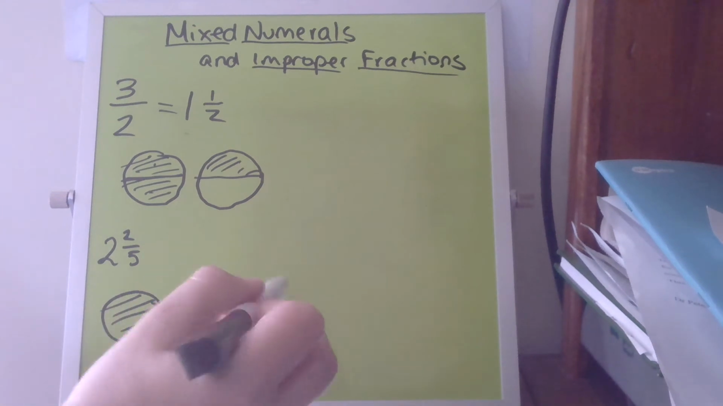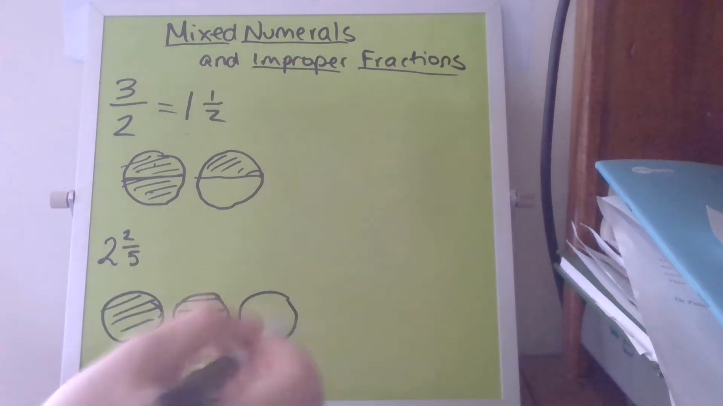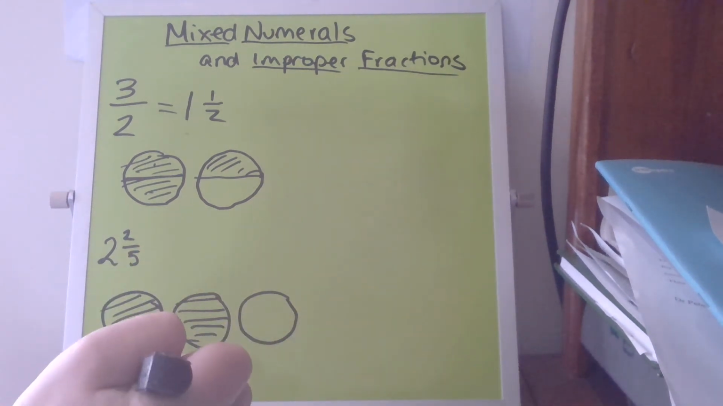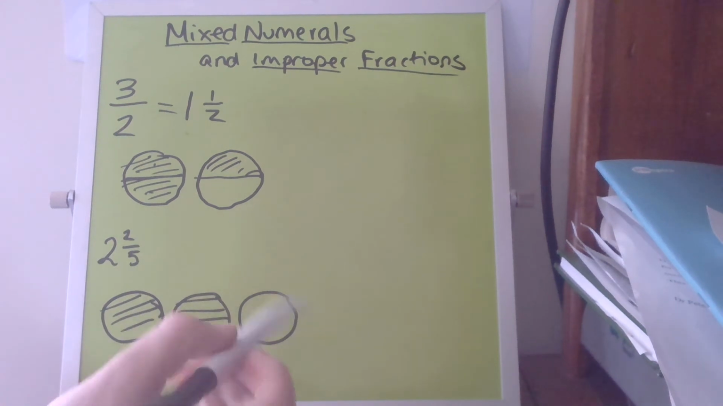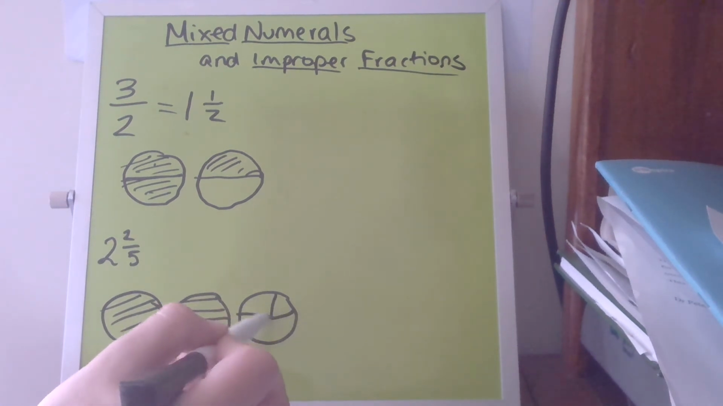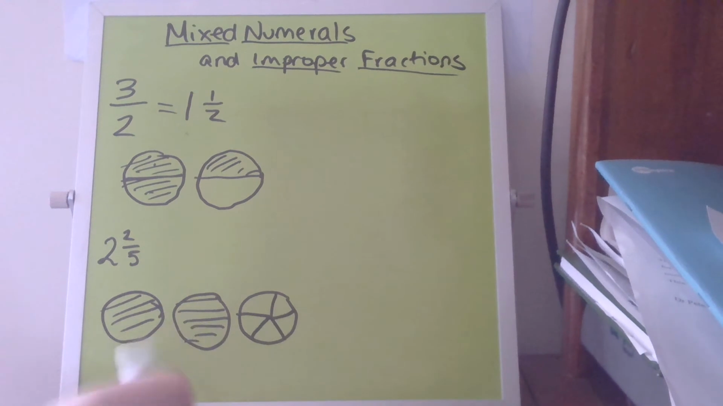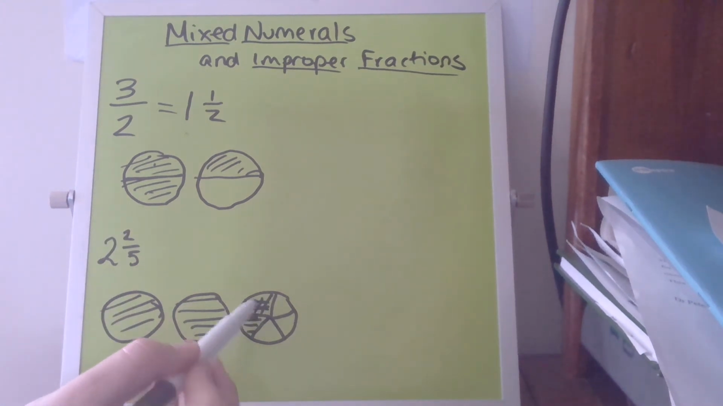So I'm going to draw a third circle. I don't have an entire 3 wholes. I only have part of the third one. I'm going to break that into fifths. 1, 2, 3, 4, 5. I need 2 of those fifths. So there's our diagram of 2 wholes and 2 fifths.